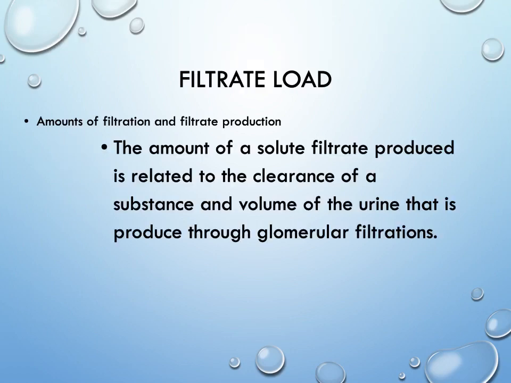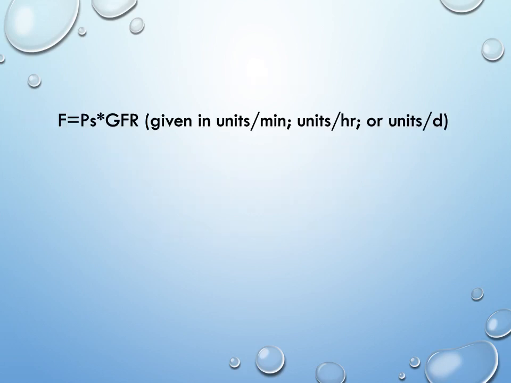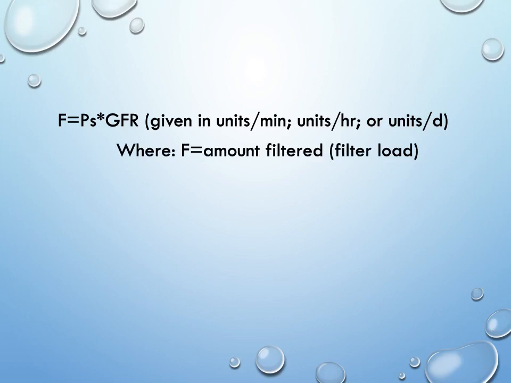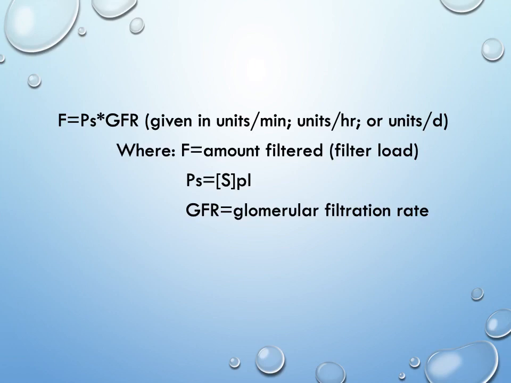So the first thing we're going to look at is filtrate load. Filtrate load is the amount of that solute filtrate that is produced by a substance due to actions at the glomerulus, in which we have a mathematical relationship of filtrate, F, equals plasma concentration, PS, times glomerular filtration rate. This is usually given in units per minute, units per hour, or units per day.